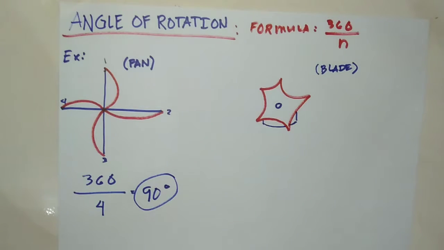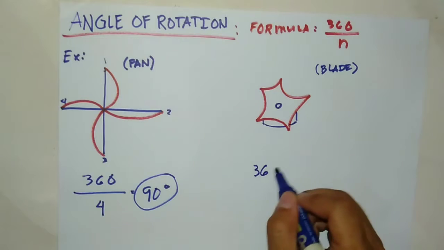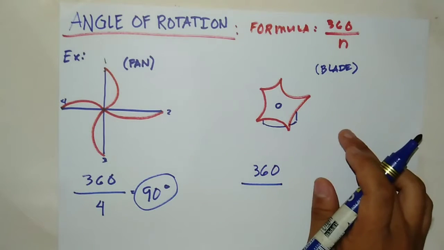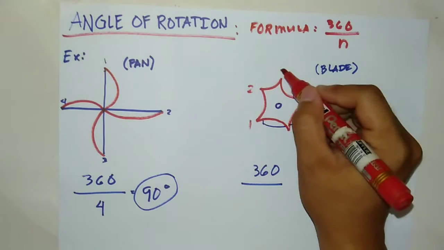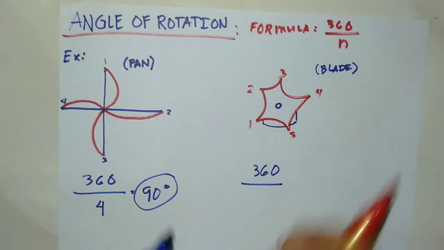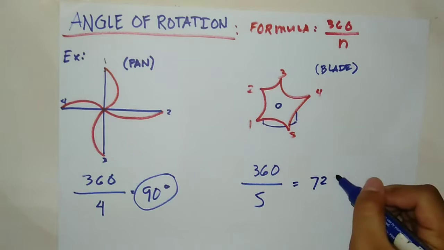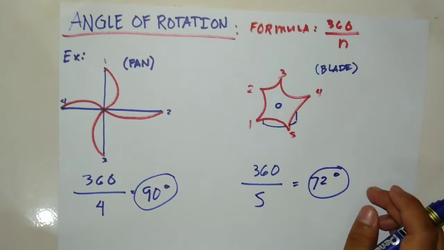Now let's proceed to the next one. We'll use the formula again, which is 360 over the total sides of a blade, which is 5: 1, 2, 3, 4, and 5. So 360 divided by 5 is 72 degrees. So this is the angle of rotation of a blade.